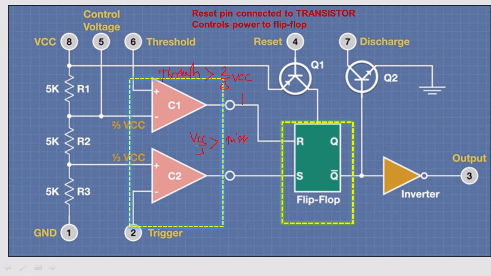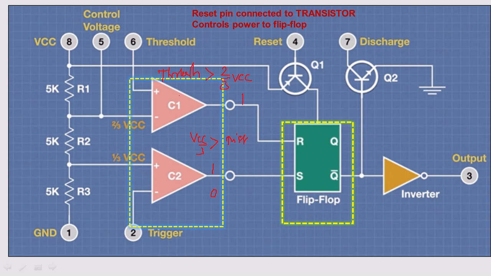So that means this should be in the left and the other value should be in the right. If your VCC by 3 is greater than the trigger only, the lower comparator will set. Otherwise, it will not set. That means you will get a logic of 1, otherwise you will get a logic of 0. Very simple. So this is the logic you want to understand.